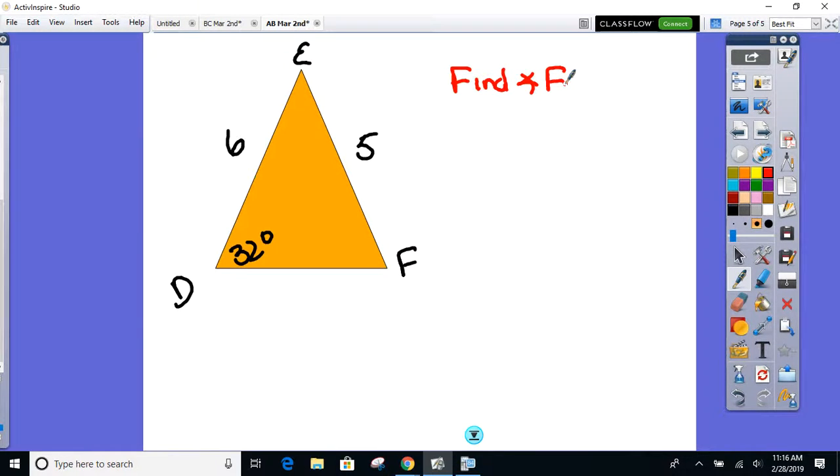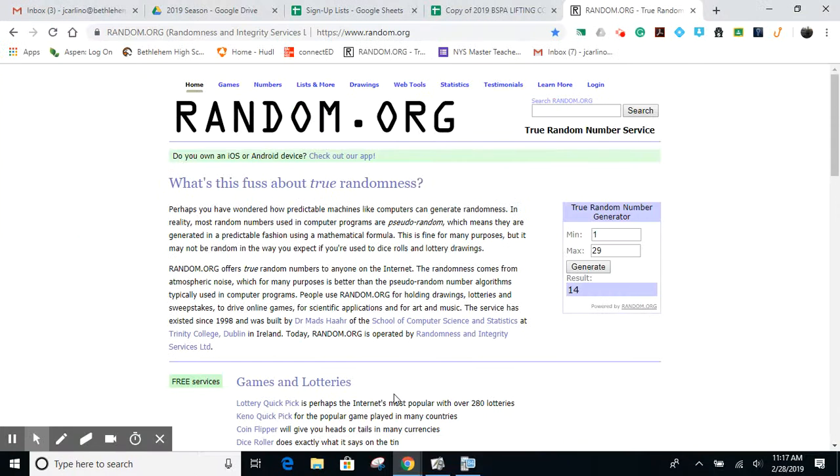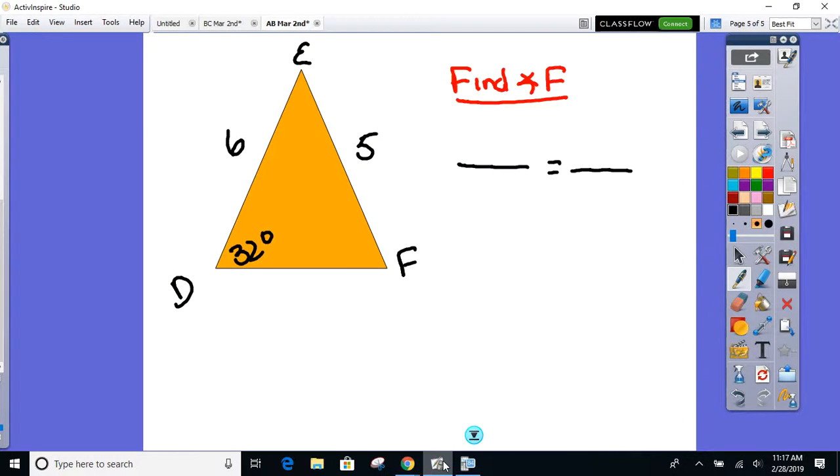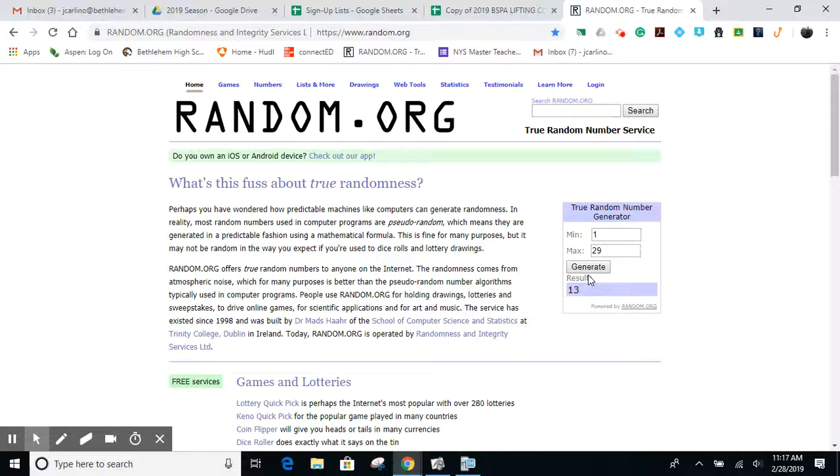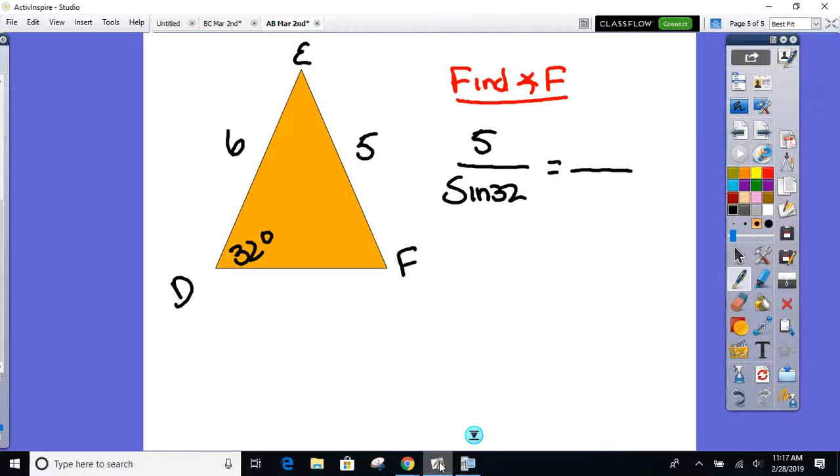First time now we've had to find an angle instead of a side. Is this a right triangle? No. All right, well, maybe, but I can't prove that. So find angle F. Watch how this is going to work. Still going to use law of sines. You tell me. Put something in the left side. Great. 5 over the sine of 32. What can I put on the other side? Nice. 6.